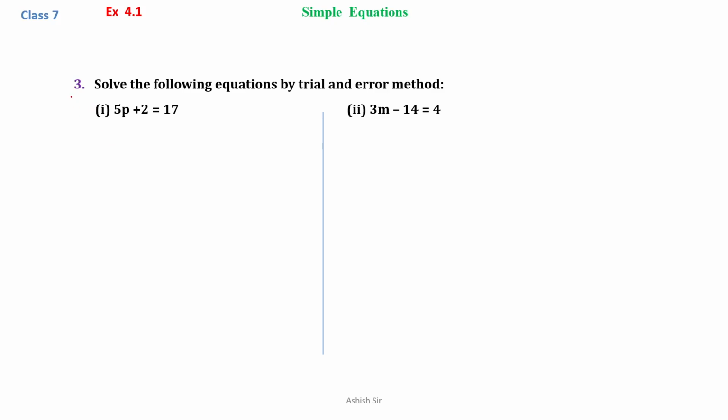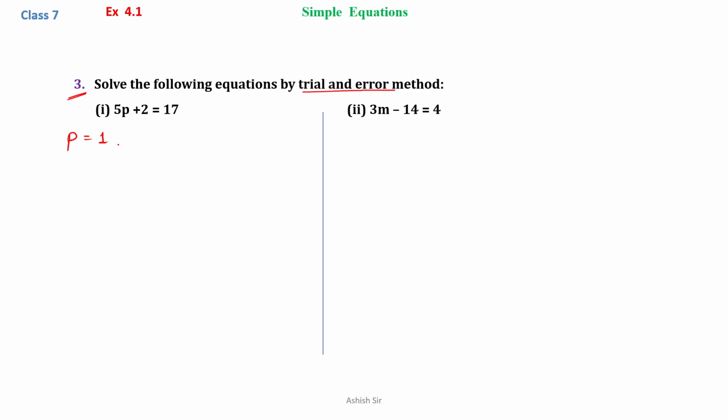Exercise 4.1, question number 3. Solve the following equation by trial and error method. So in this method, we have to try different values of p, the variable, and we have to check which value will satisfy the equation. So here we start with the value 1.